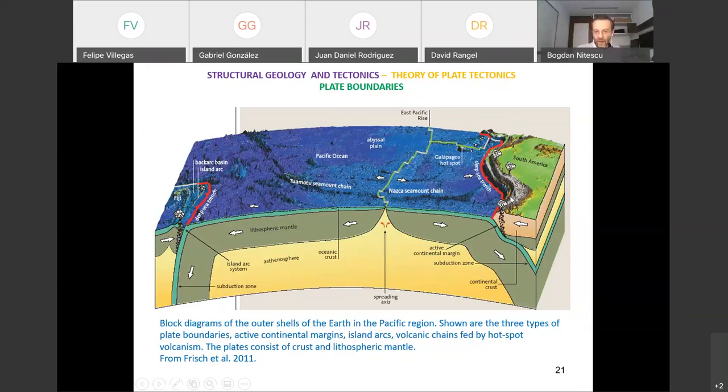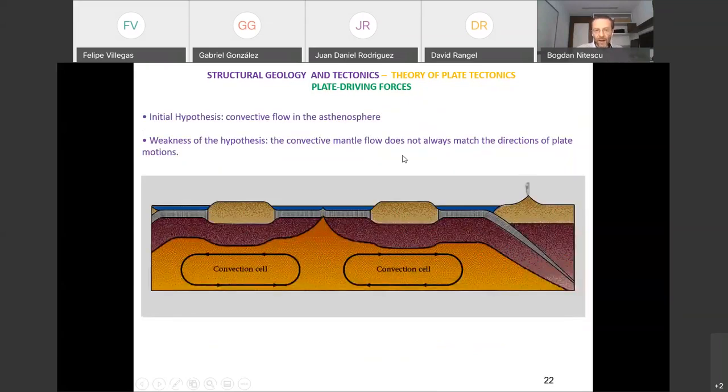Here are the Andes and the continental, active continental margin of South America. So you can study this, I think it's pretty interesting. Now, what drives the movement of the plates?